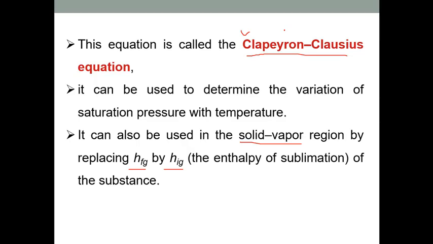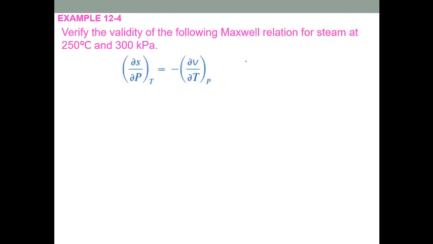We'll solve one numerical problem. I hope you'll understand that. So let's try to apply these fundamental equations that we have learned up till now. First of all, let's verify and validate the Maxwell equation. This is one of the Maxwell equations, and we verify it for steam at 250 degrees C and 300 kilopascal. If the left hand side is equal to the right hand side value, then we'll say that this equation is validated.